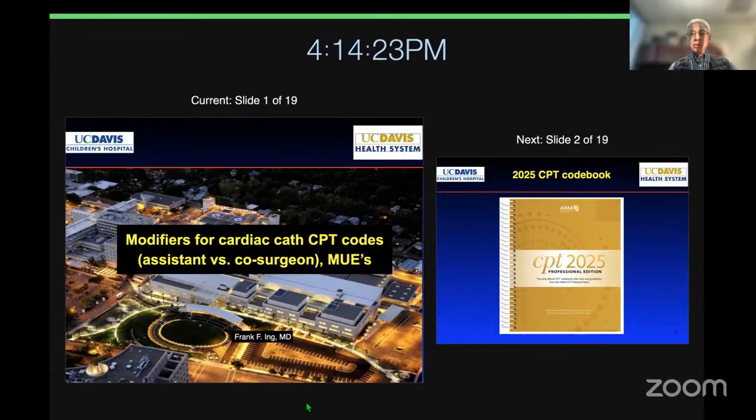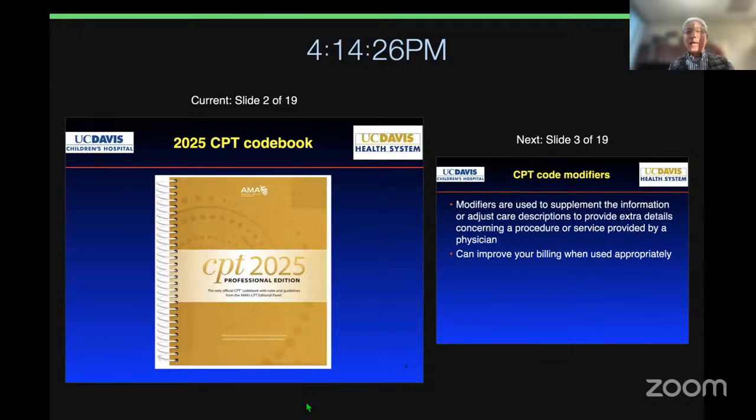Just to make sure everybody, I highly recommend that you buy this book. Every year they come up with a new one in January. It's about $140 on Amazon, and you can get it actually cheaper at the AMA website, but it's really useful. I use it all the time to look up codes.